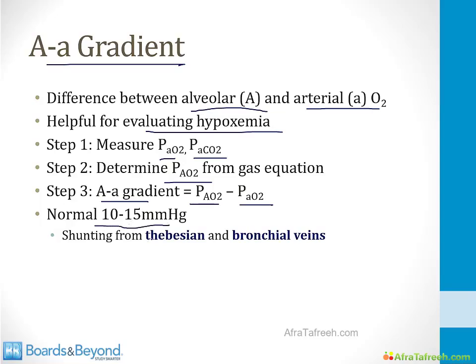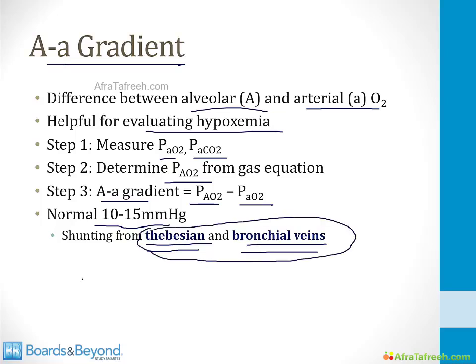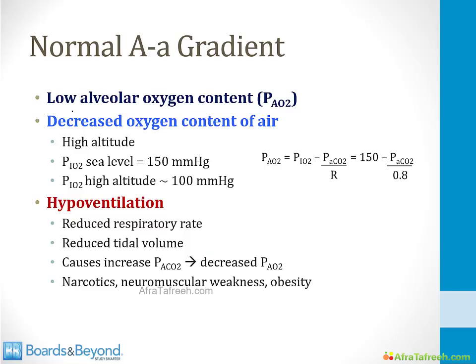The reason for the normal AA gradient is because some blood in our body that goes to the arterial system drains from the Thebesian veins and the bronchial veins. The Thebesian veins drain a portion of the left ventricle, and the bronchial veins drain the bronchi. Blood in these systems does not pass by alveoli and goes directly into the arterial system. Therefore, it dilutes blood coming from the pulmonary capillaries, and that results in the normal AA gradient of about 10 to 15. Let's start by talking about causes of hypoxemia associated with a normal AA gradient.